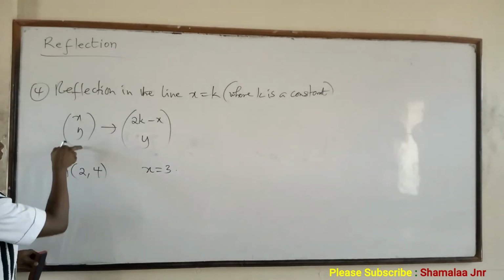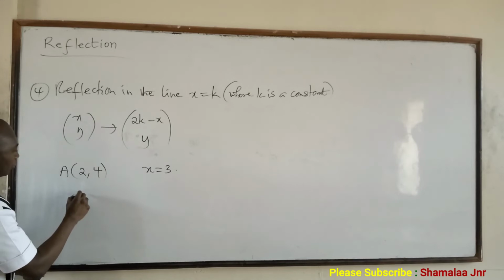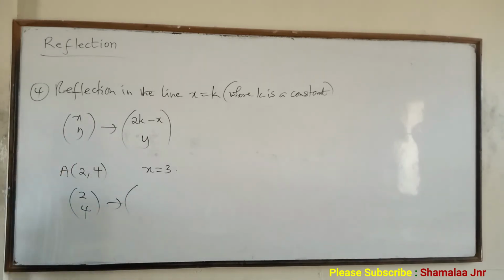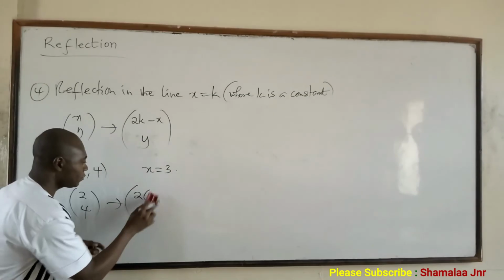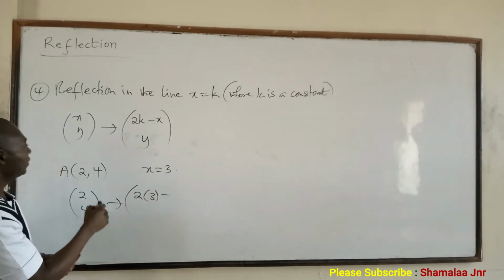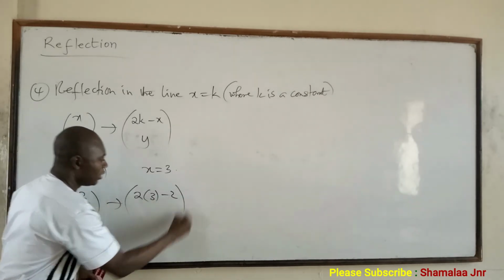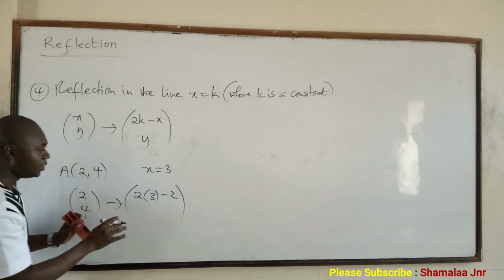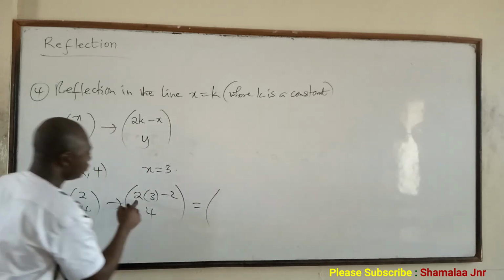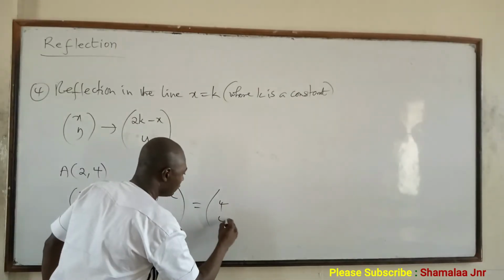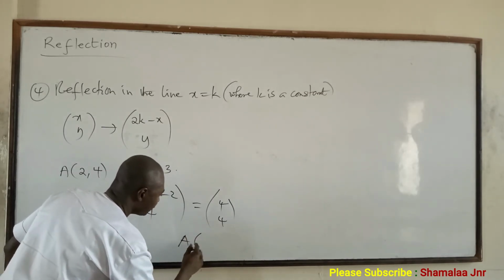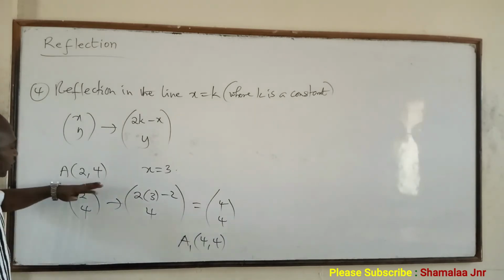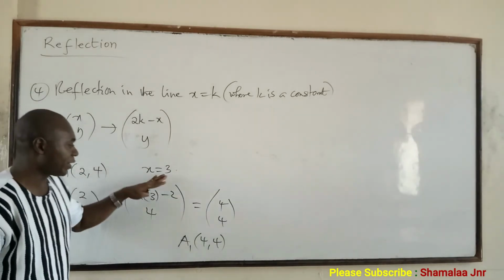So straight away, we have to use the formula. So if you are using the formula, it's going to be (2, 4). It's now going to give us what? 2, look at the formula, times k. Because the reflection is in the line x equal to 3, k is equal to 3. So 3 minus x, and the x value is 2. Are you seeing it? And the y value, according to the formula, should not be changed, so it is 4. So this is equal to 2 times 3, which is 6, minus 2, which is 4, then 4. So finally, this point will have image, maybe A1, to be (4, 4). So the image of this point, when it's reflected in the line x equal to 3, is (4, 4).